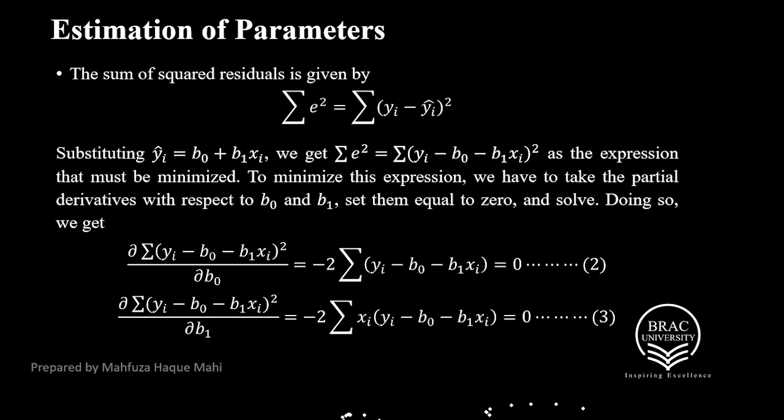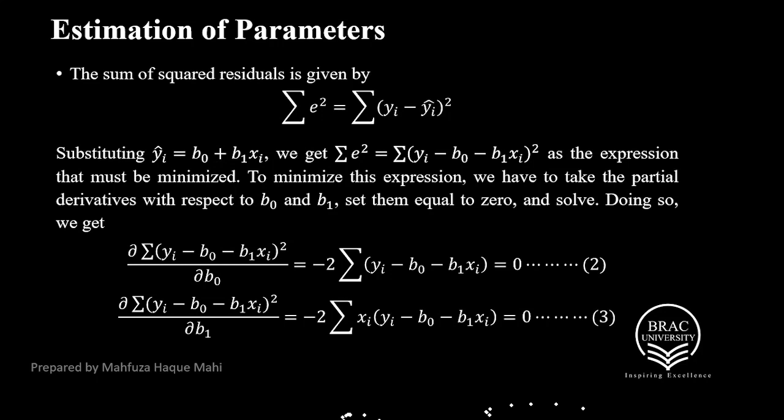The sum of squared residuals is given by summation of e square equal to summation of (yi minus yi hat) square. Substituting yi hat equal to b0 plus b1 xi in the above expression, we get summation of e square equal to summation of (yi minus b0 minus b1 xi) whole square. We need to minimize this expression to estimate the parameters. To minimize it, we have to take the partial derivatives with respect to b0 and b1, set them equal to 0 and then solve.